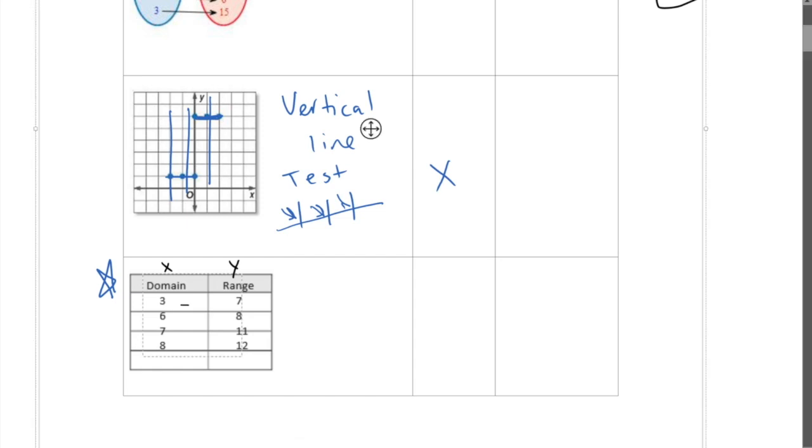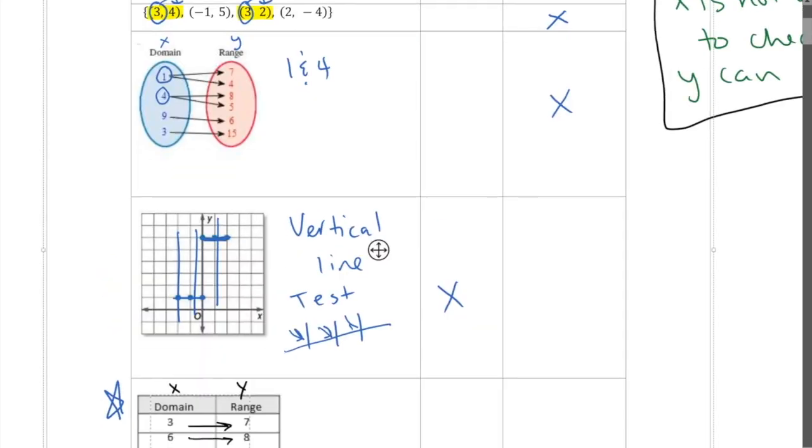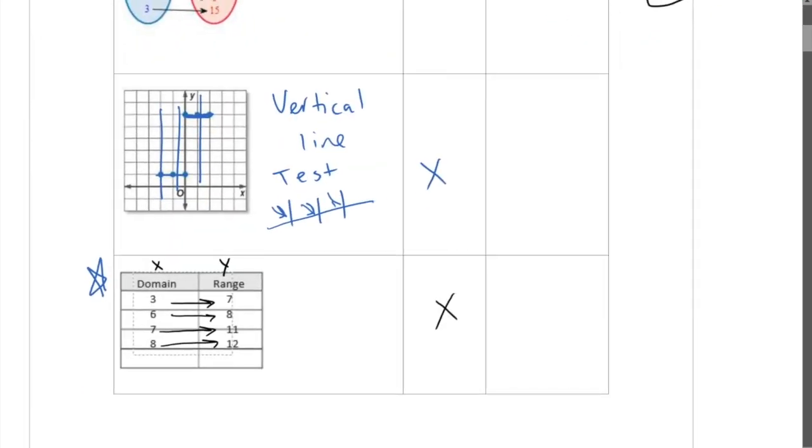So 3 and 7, that is a different, so that works. 6 and 8, no one's cheating so far. 7 and 11, and 8 and 12. So you see how none of my x's had the same y's, so therefore this is a function. All right.